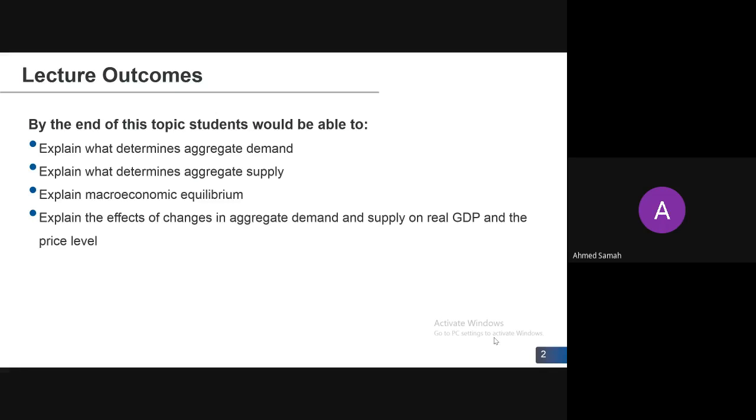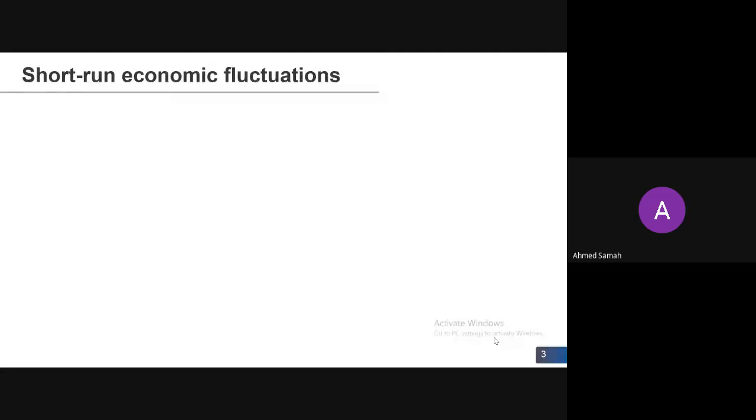And you should also be able to explain the effects of changes in aggregate demand and supply on real GDP and the price level. Then you should be able to use the ADAS model to explain economic growth, inflation, and business cycles. So the economic activities fluctuate from one year to another year. It does not remain the same. It keeps on fluctuating from one year to another year.